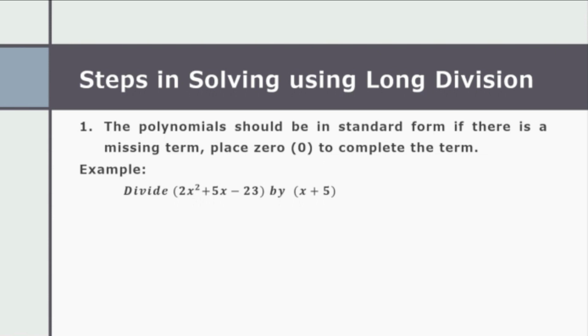Next is x plus 5. This one is in standard form. The exponent is 1, then we don't have any exponent written on the second number. So we have 2x raised to 2 plus 5x minus 23 divided by x plus 5.